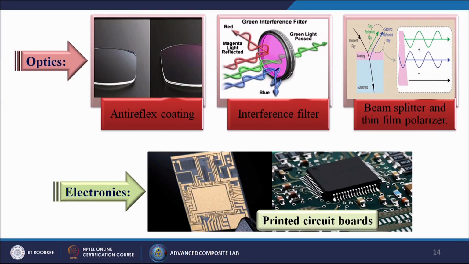Some interference filters also. We can use certain materials so that certain light can pass through these materials and certain light can be reflected by them, so that we can segregate the different frequencies of that particular light. Then we can use it for beam splitters and thin film polarizing materials, and the best application is that we can use this kind of coating or thin film technology for electronic purposes, generally for printed circuit boards.